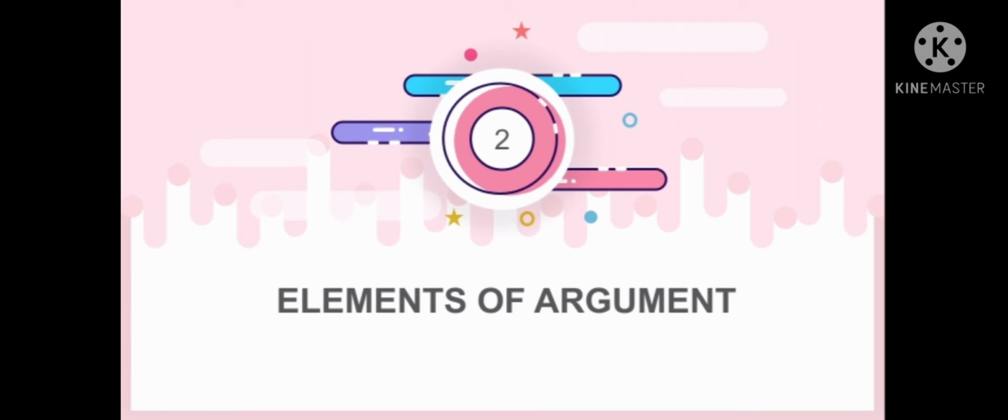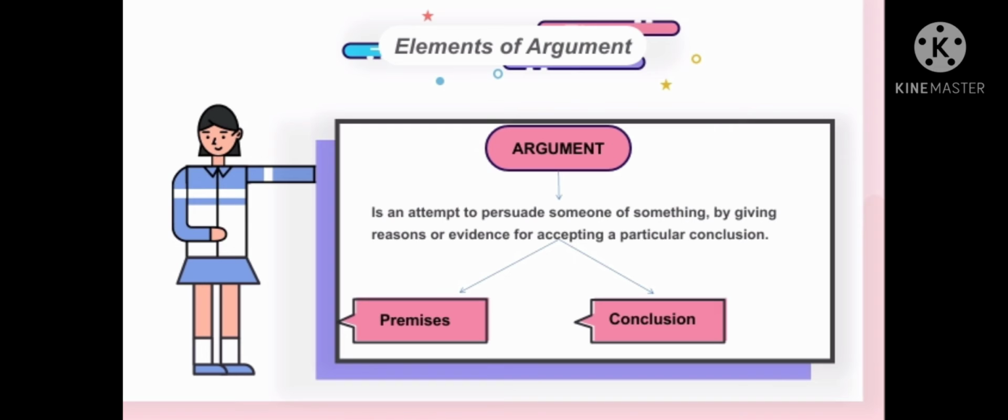So, let's start with the elements of an argument. An argument can end up as a debate. You don't need to elevate your blood pressure to have an argument. In fact, you don't even need another person to argue with. Next is the argument, premises, and conclusion. When we say argument, it is an attempt to persuade someone of something by giving reasons or evidence for accepting a particular conclusion. An argument has premises and a conclusion.